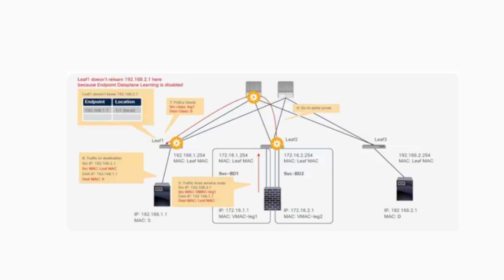The traffic returns to the ACI fabric from the consumer side of the PBR node. Because leaf 2 does not know the destination endpoint, the traffic goes to the spine proxy again, and then to leaf 1. Leaf 1 performs policy enforcement, and the traffic is permitted because the source EPG is the PBR node consumer connector class ID, and the destination is the consumer EPG class ID. Leaf 1 does not learn the web endpoint IP address from this traffic because endpoint data plane learning for the PBR node bridge domain is disabled.